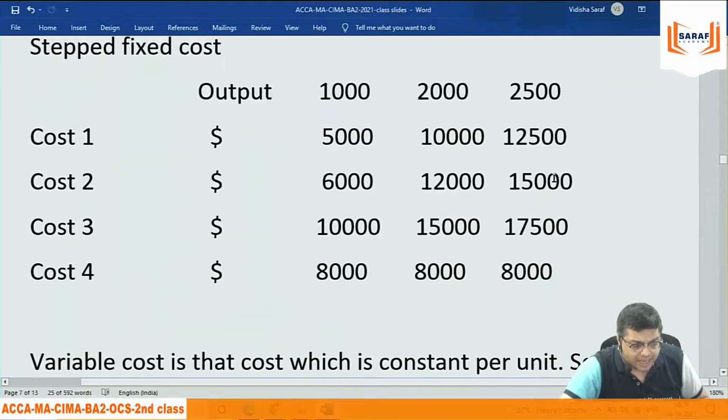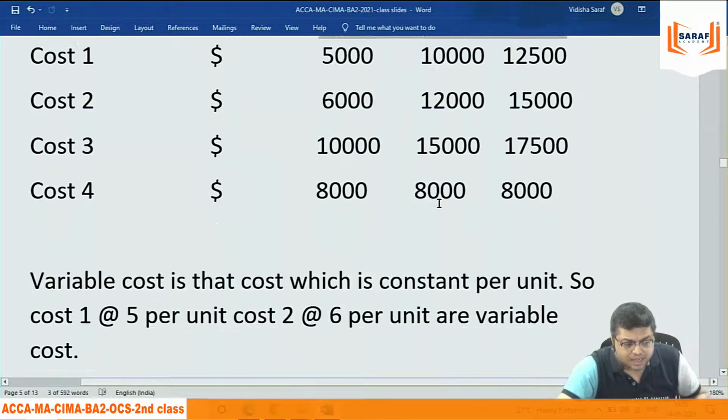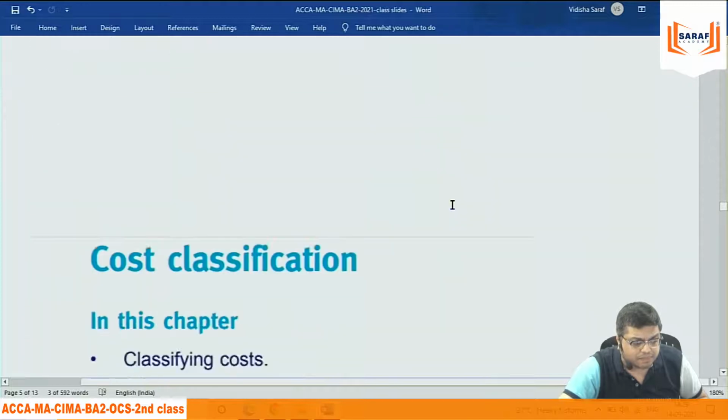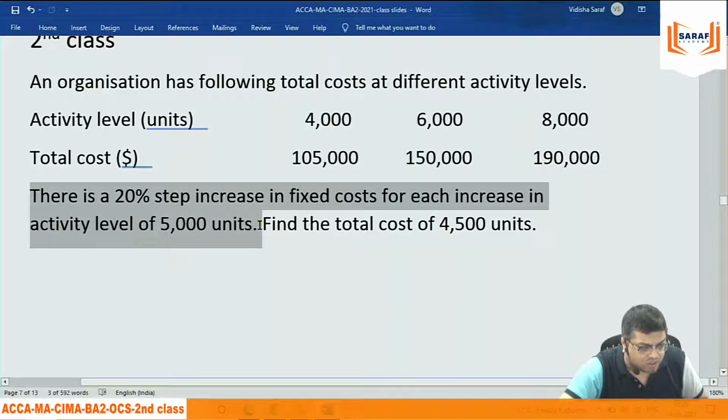Whereas in the question which I discussed in the last class on hypothetical figures, in all the 3 levels you can test it is coming the same. Why is it not coming the same? Because the question is giving extra information to you. What is the extra information? There is a 20% step increase in fixed cost for each increase in activity level of 5,000 units.